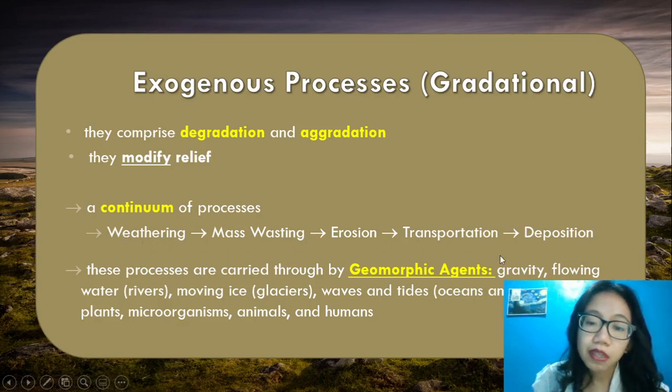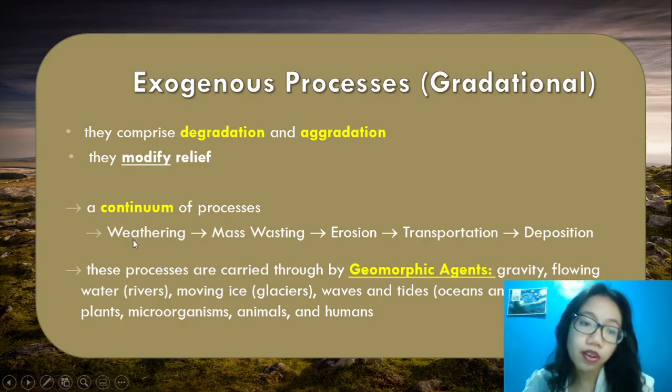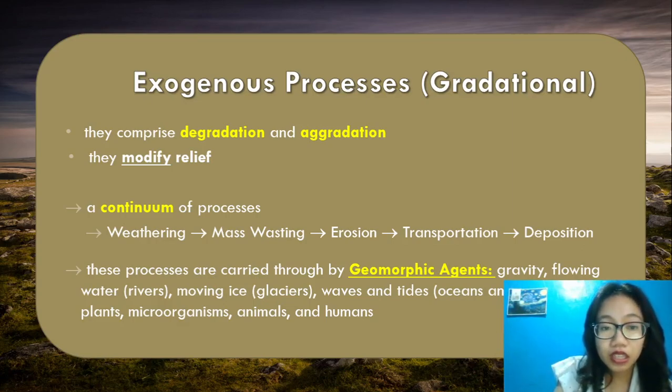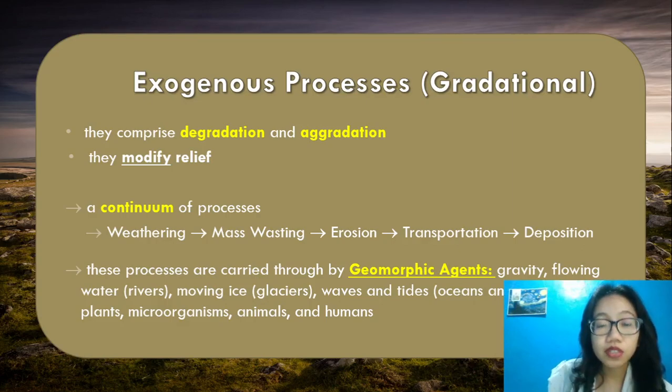So all of this may not necessarily happen. Sometimes the material just weathers and then stays there and becomes the soil. Not necessarily will it go through the mass wasting, erosion, transportation, and so forth. Or it could stop in erosion, then that's it. Or transportation, and that's it. But this continuum may continuously happen as well.